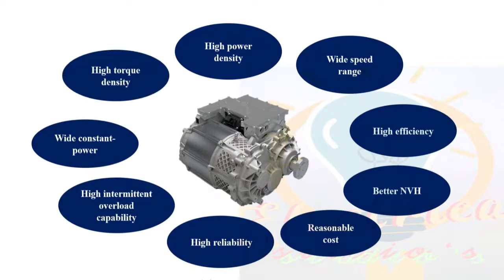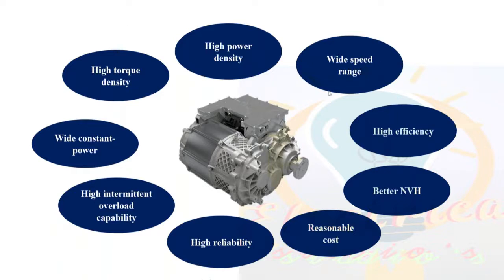Expectations from an E-axle. High power density. So I told you yesterday, high power density. So the motor should be able to generate more power. At the same time, the motor size should not be very big. It should be very, very small. At the same time, torque density also. It should be able to generate maximum torque, but at the same time, the volume that the motor occupies should be lesser and lesser.